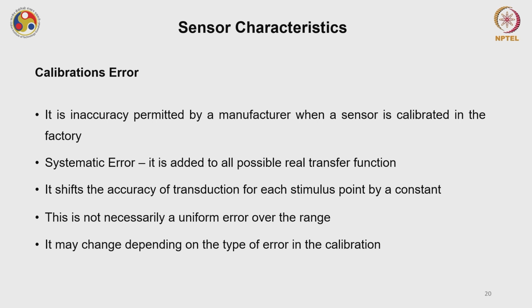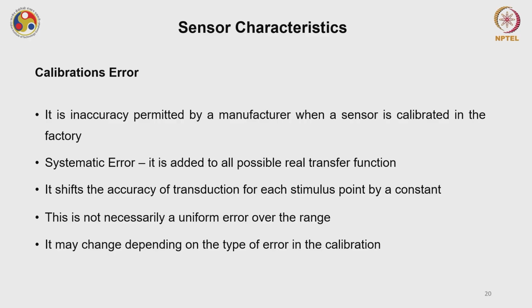With calibration, there are some errors associated. We call it calibration error. It is the inaccuracy permitted by a manufacturer when a sensor is calibrated in the factory. This is a systematic error. It means that it is added to all possible real transfer functions for the sensor. It shifts the accuracy of the transfer function for each stimulus point by a constant. This is not necessarily a uniform error over the range. It can be non-uniform also. Say for example, in the lower stimulus range it can have different values and at higher stimulus values it can have different values. It depends on the sensor. It may change depending on the type of error in the calibration as well. I hope that this calibration error is also clear to you.